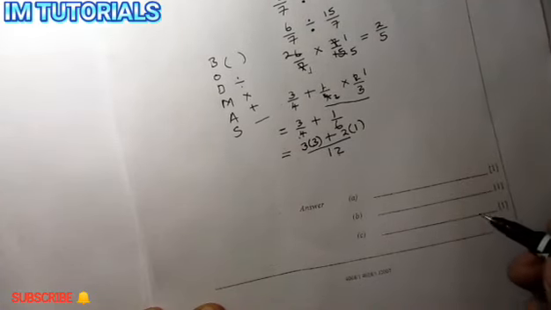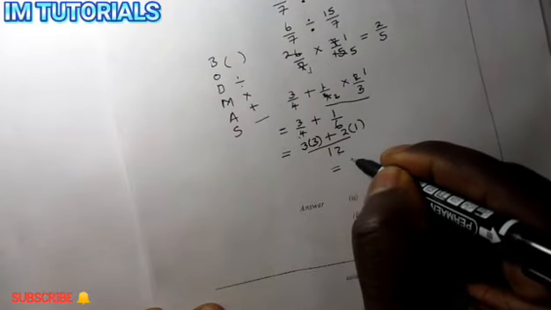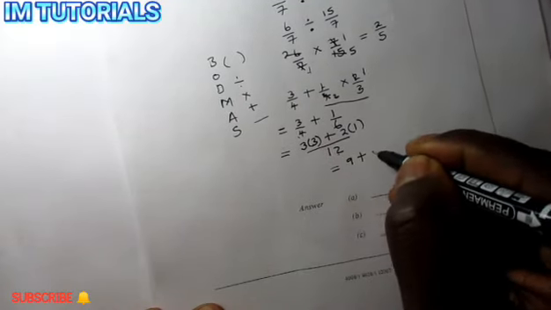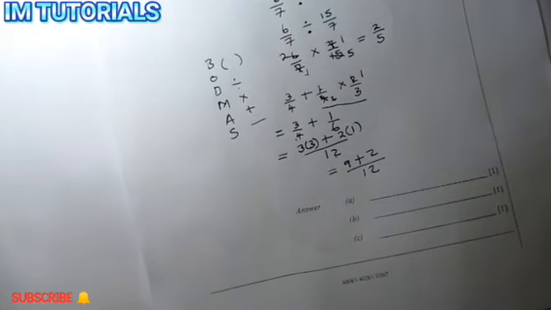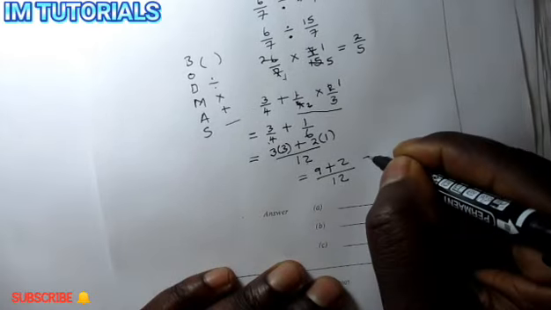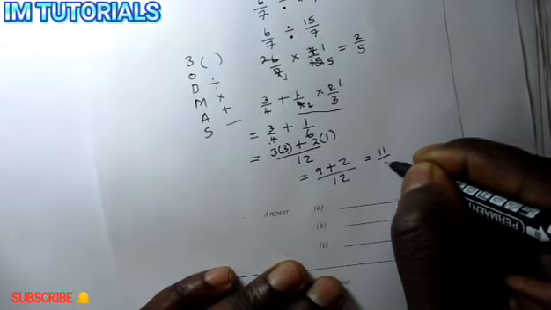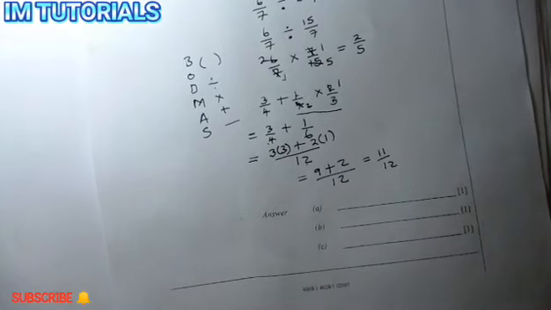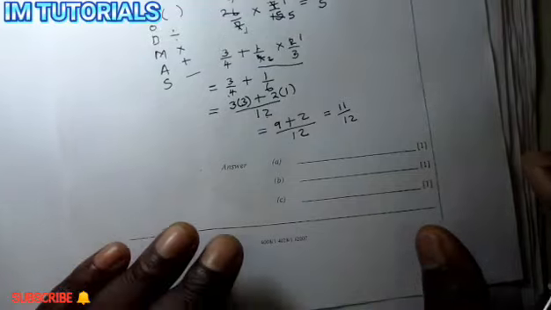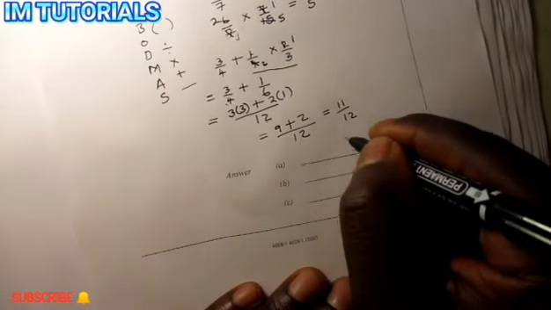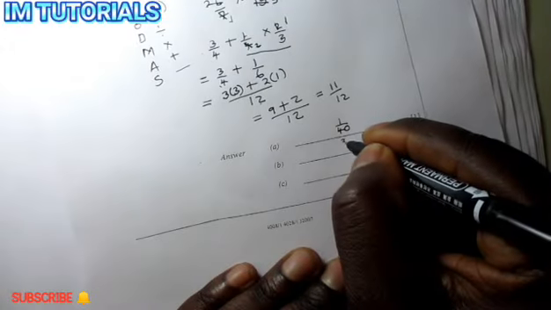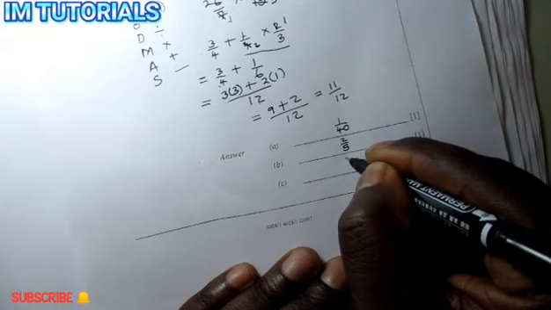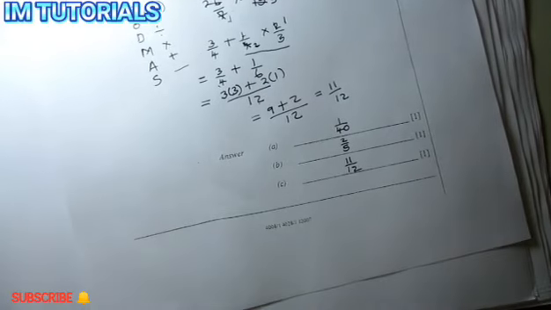I hope you are listening, class. 3 times 3, it produces 9. Then 2 times 1, you get 2. All over to what? All over to 12. So 9 plus 2, it produces 11, right? So your answer is 11 over 12. So we are now presenting our answers in the given spaces. The first answer is 1 over 40. Then the second answer is 2 over 5. Then the third answer is 11 over 12. Then you are home and dry.